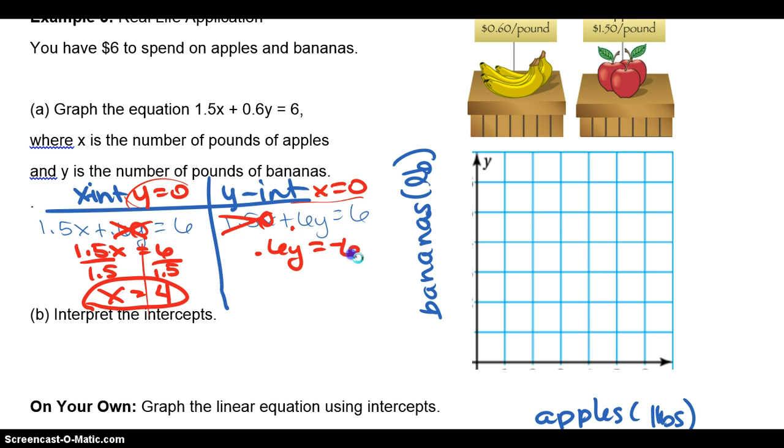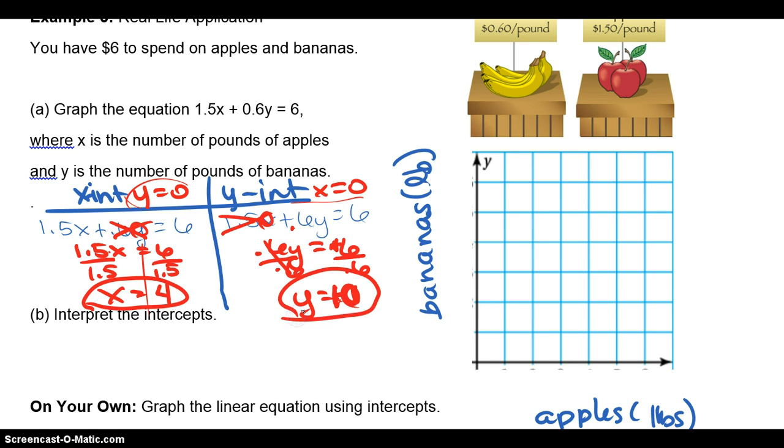So I bring down my 0.6y equals 6. I divide both sides by 0.6 so that y is by itself as, nope, not negative 10, I can't read my own writing, as 10. So y equals 10. And I thought about that because it doesn't make sense to have a negative number of pounds of bananas, so that's a plus. Okay, so y equals 10.